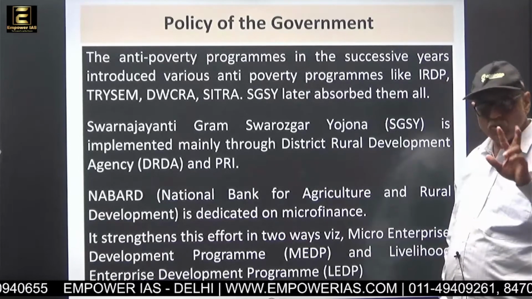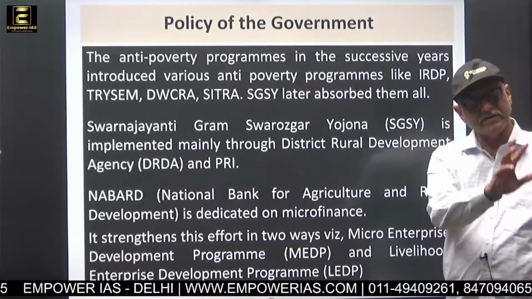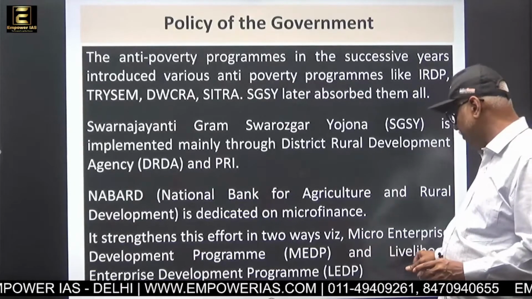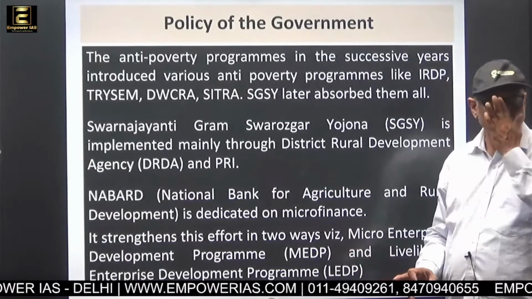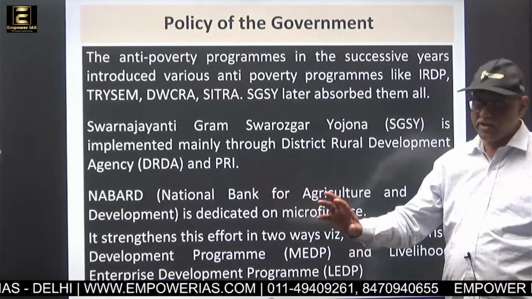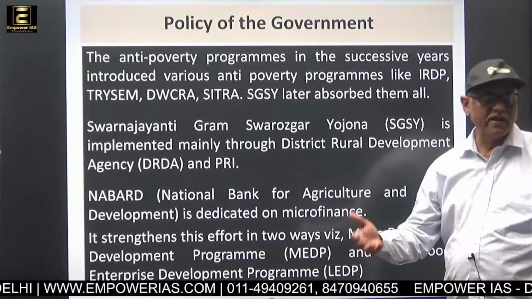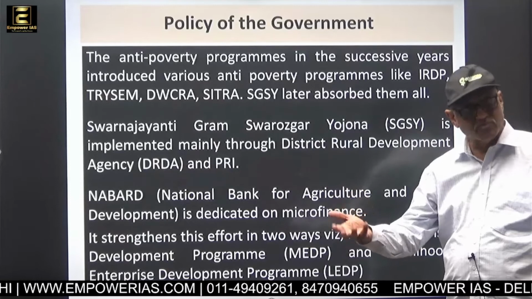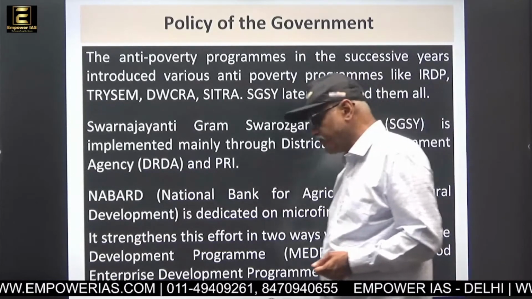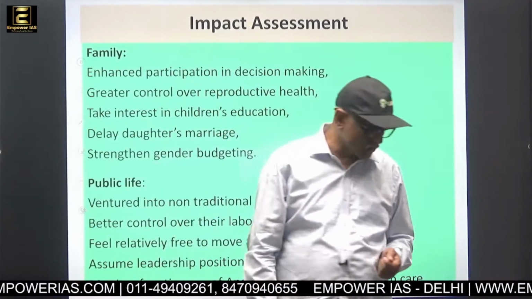and they do it in two ways. One is the micro enterprise development program. So one way it promotes enterprises, micro, small ones. The other side is the livelihood enterprise development program. So one is a business development program, another is a livelihood development program. Livelihood means where you can earn money, which may not be an enterprise, but still you are getting a way to earn money. So in these two ways, NABARD finally helps this anti-poverty initiative to go further forward.